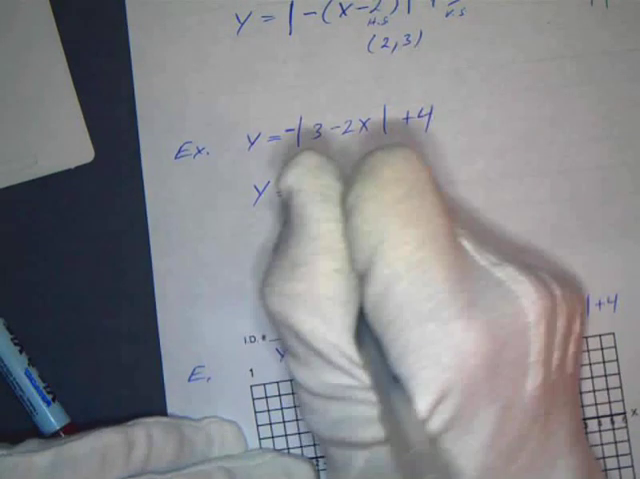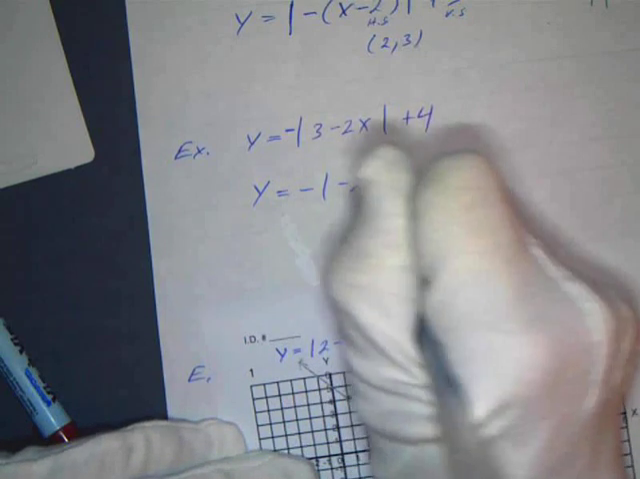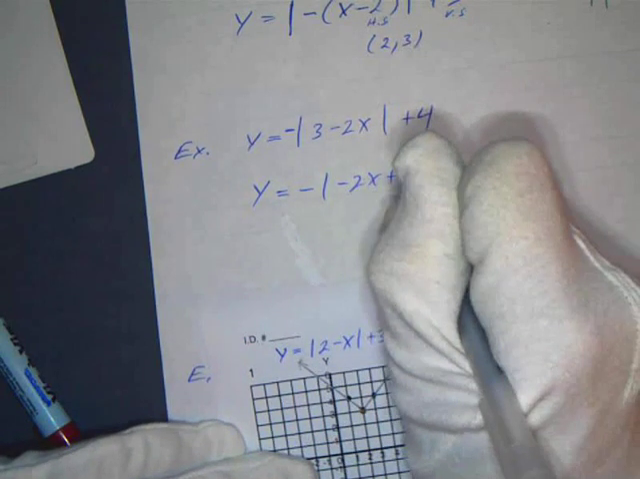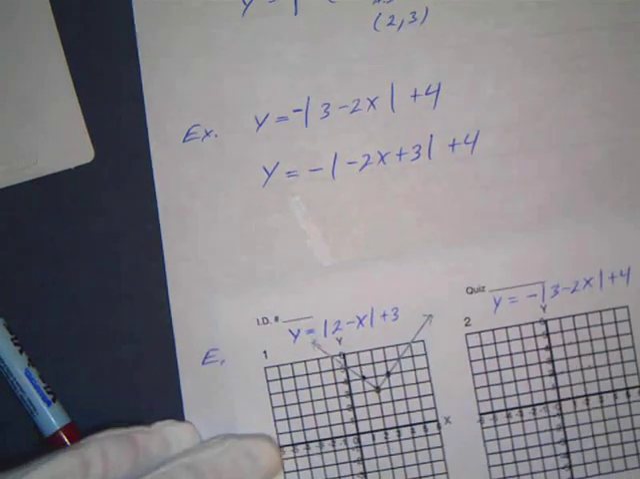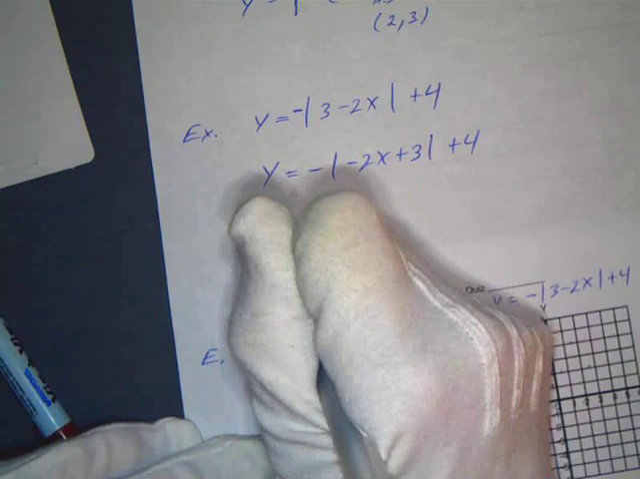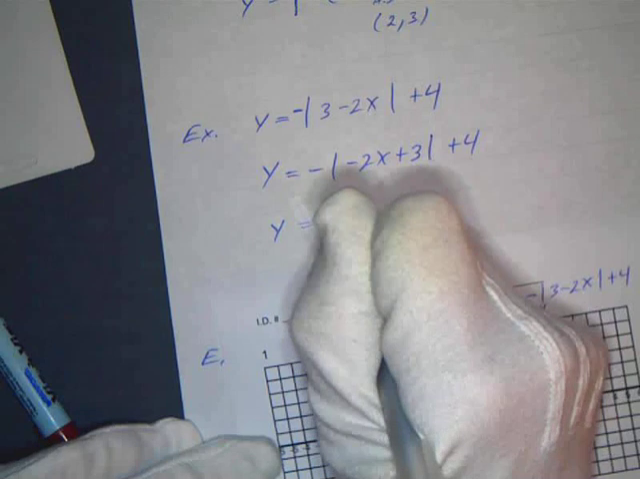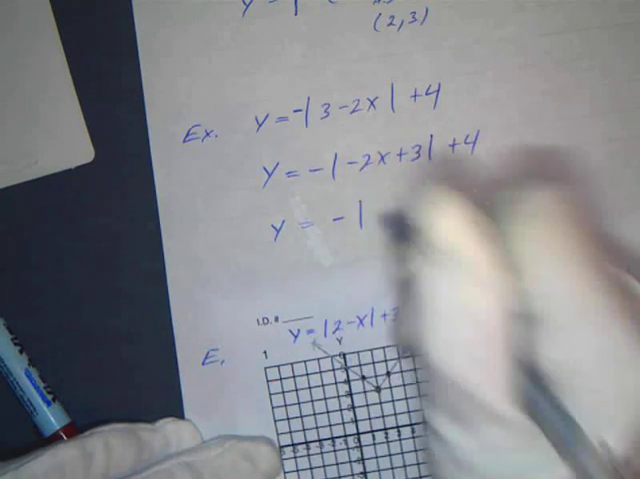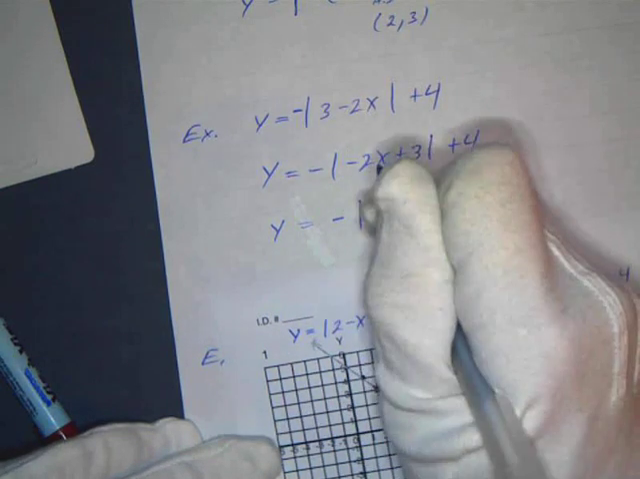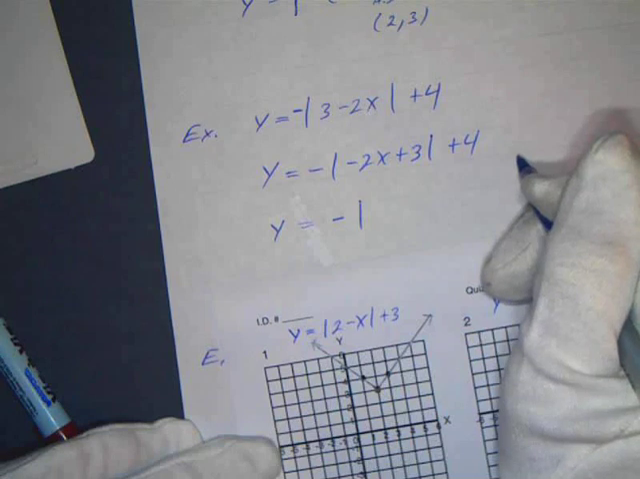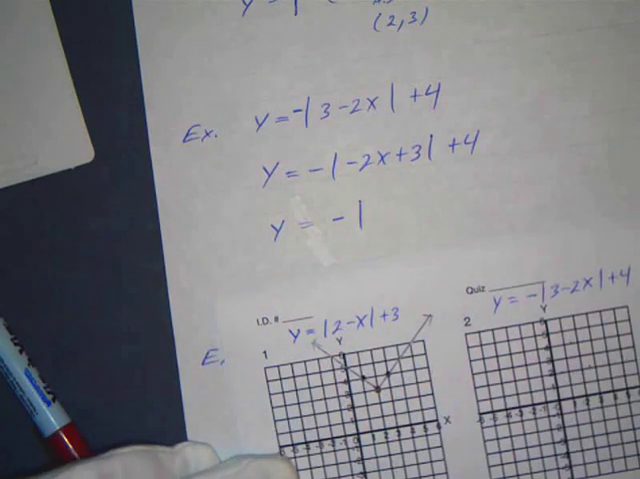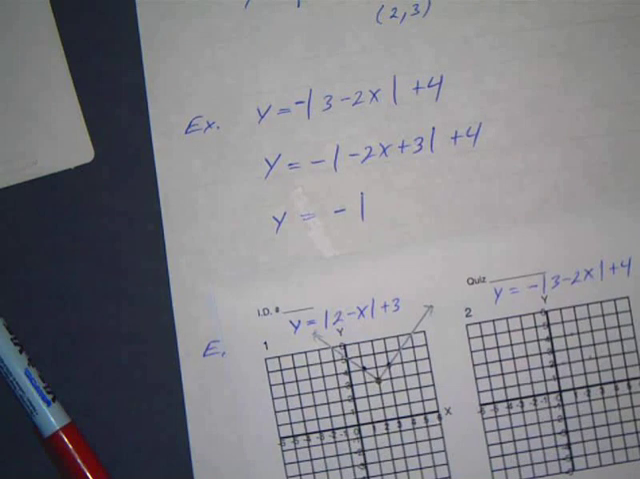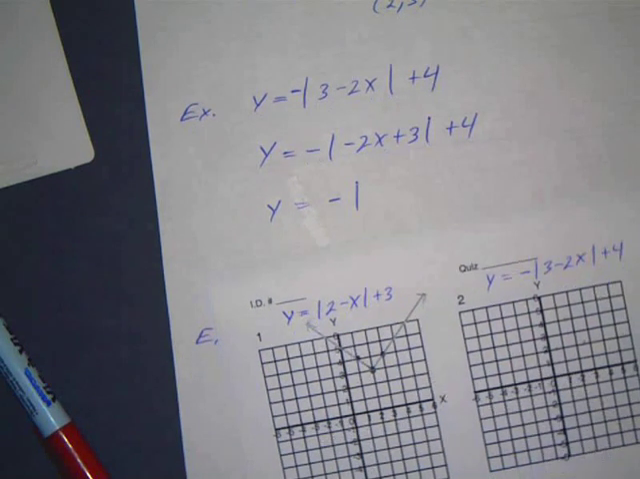So y equals negative the absolute value of -2x plus 3, carry the signs, plus 4. And again, we want to be able to factor out a 2. All right. So I need to get a number where I can divide a 2 out. So how to do such a thing on that?